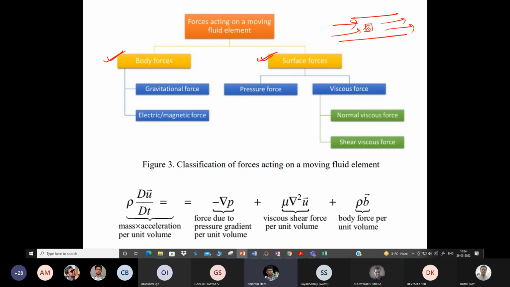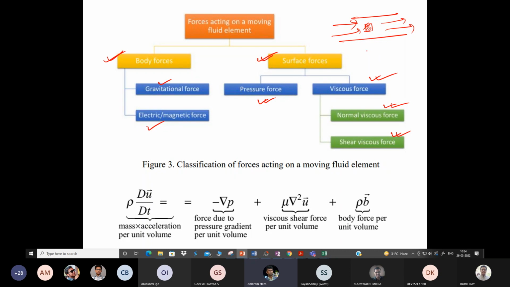Under the body force term, you have gravitational force or any other external force like electric force, magnetic force, electromagnetic force, etc. And surface force is basically of two types: pressure force and viscous force. Now, viscous force can act from two directions. One is called viscous shear force, another one is normal force. These are the different forces acting on this body, and if you apply Newton's second law on this body, then you can get the Navier-Stokes equation.